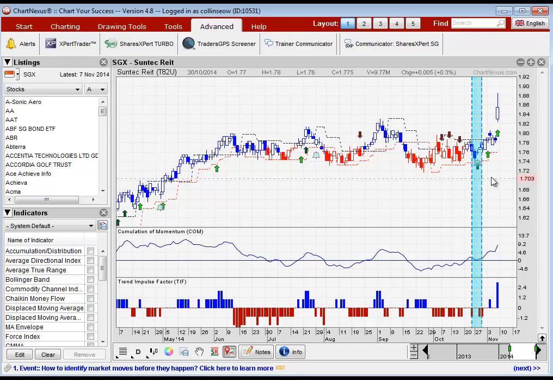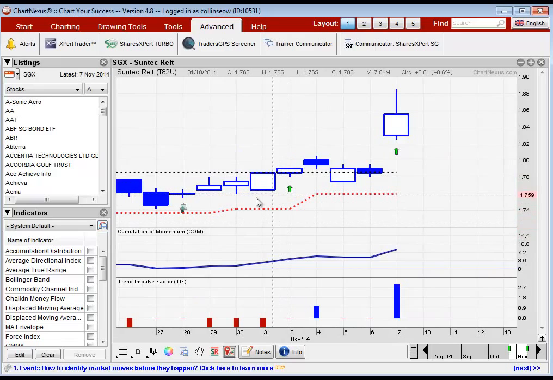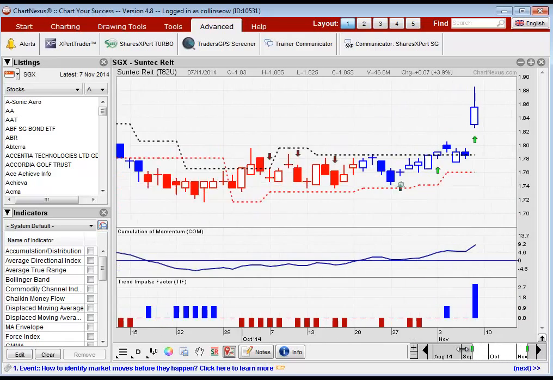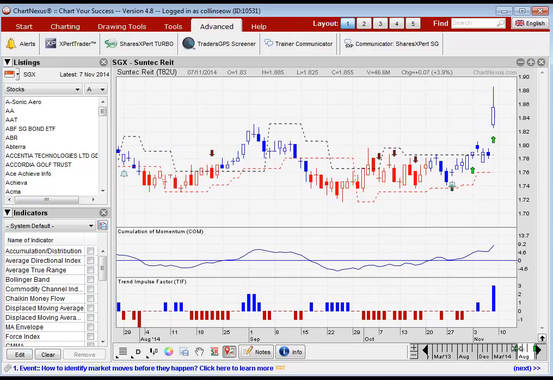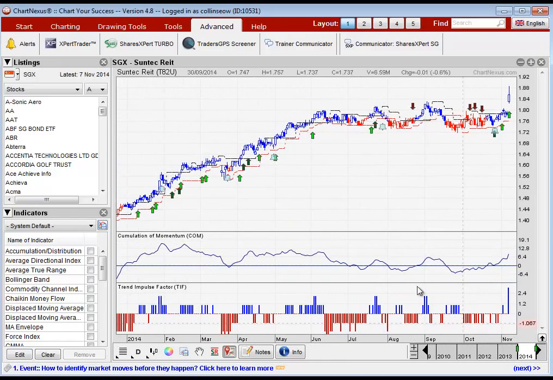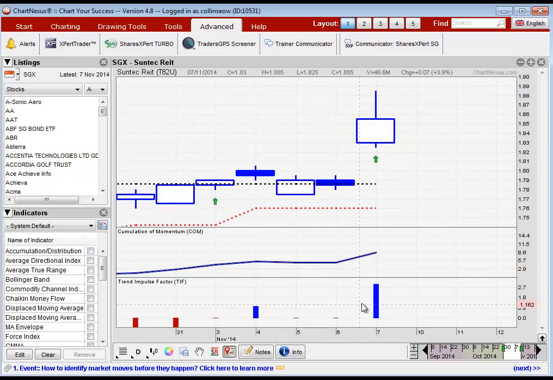Take note that for the previous two arrows, there isn't any trend impulse factor. Only this recent arrow has a trend impulse factor, which is on the 8th of November. What we can see over here too is that from here all the way up to here, there isn't any trend impulse factor, or very little trend impulse factor. What it means is the trend isn't very clear. Until yesterday, it was a very strong impulse, telling you that you can initiate your first long position.